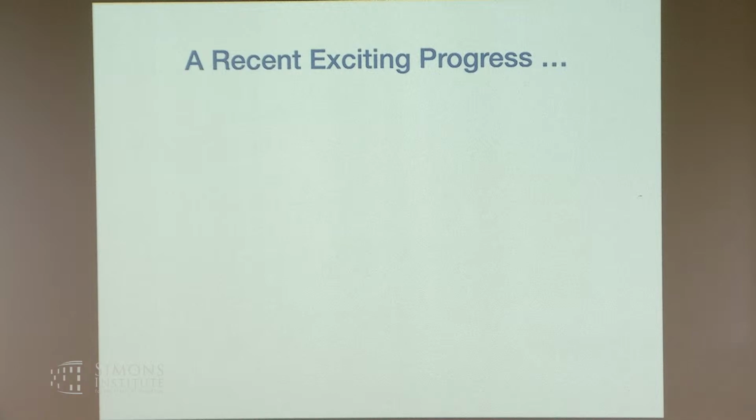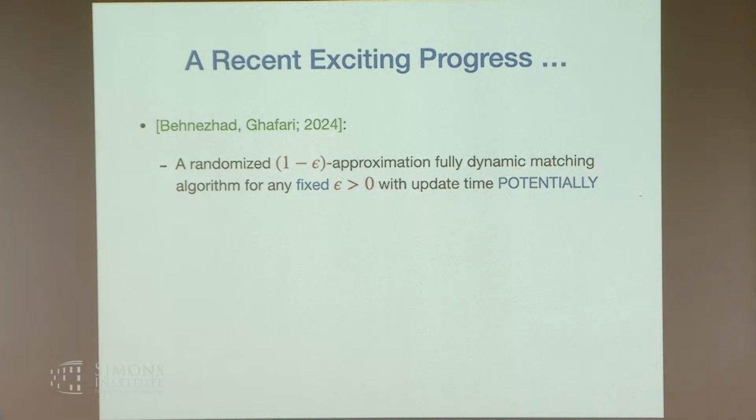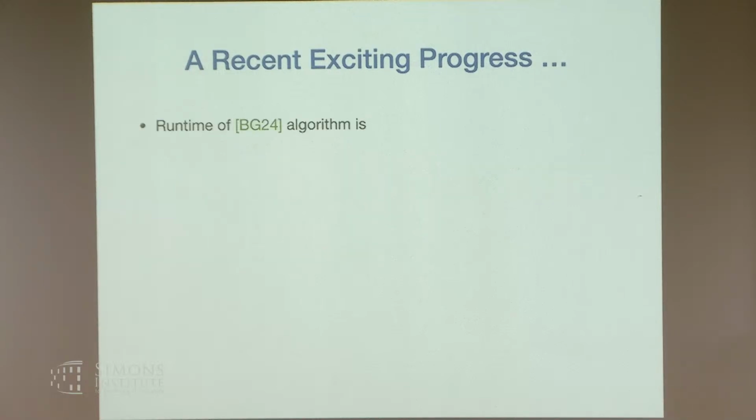Now, there was this very recent exciting progress by Sohail and Alma, who came up with an algorithm like this. They gave a randomized 1 minus epsilon approximation algorithm that I like to say potentially uses square root n time. So this is the result. You can get a 1 minus epsilon approximation with update time that, again, I want to say, quote unquote, potentially is square root n. Okay, but what does potentially mean? Potentially here is that the runtime of their algorithm is stated in terms of some graph theoretic notion.